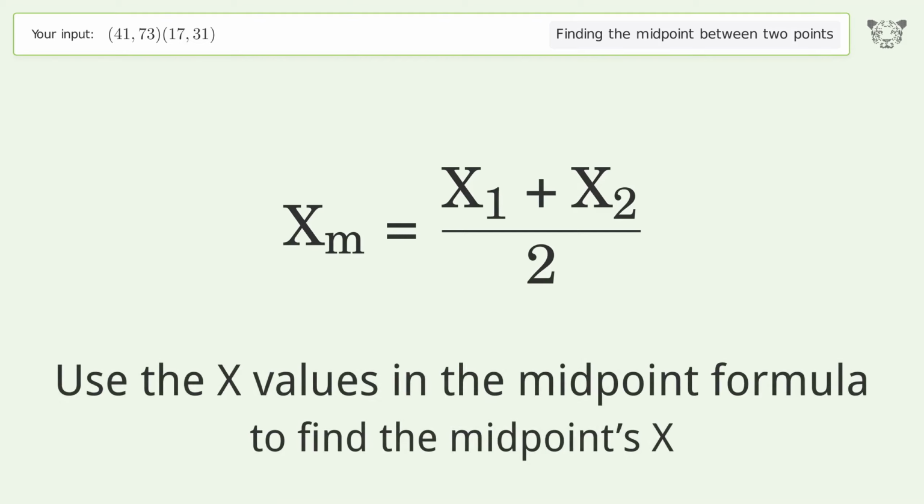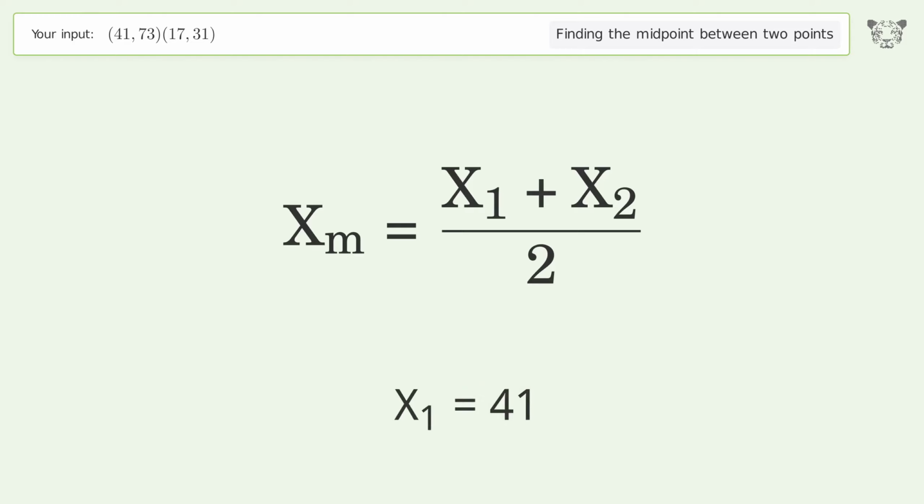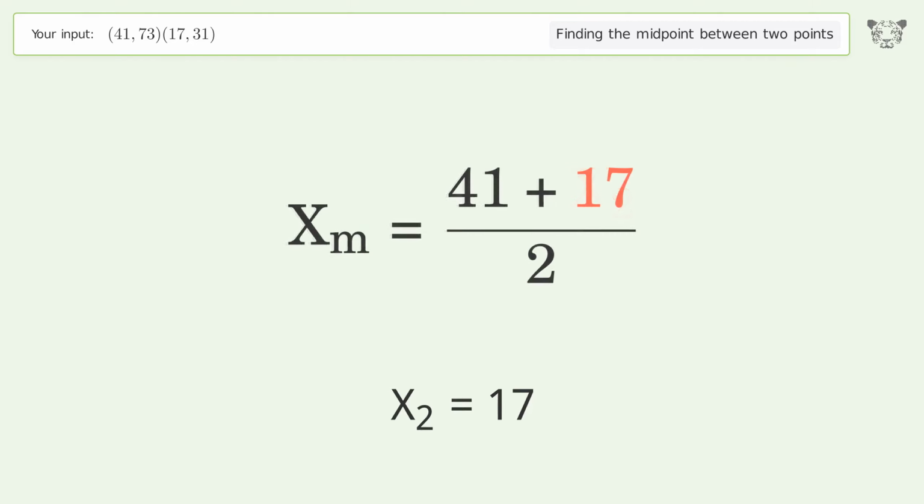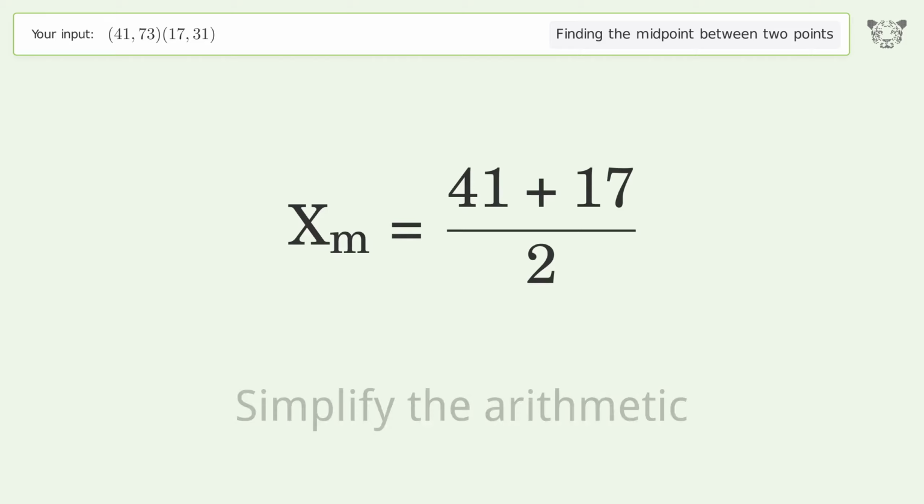Use the x values in the midpoint formula to find the midpoint's x. x1 equals 41. x2 equals 17. Simplify the arithmetic.